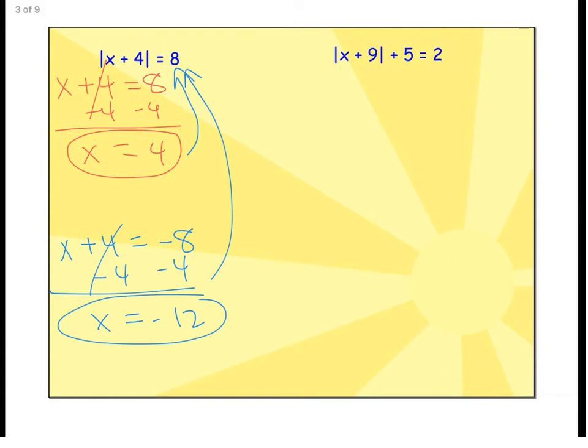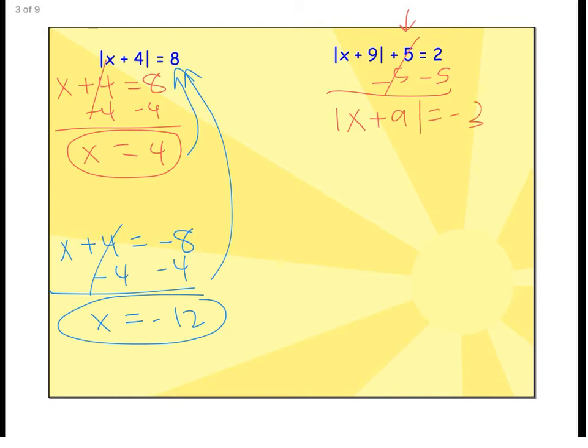Now let's look at our example on the right. The left side of the equation, the x plus 9 in absolute value bars, is not by itself yet because of this plus 5 out here. So I'm not going to write my two equations until I move that plus 5. I have to subtract 5 from both sides. Now I have absolute value of x plus 9 is equal to negative 3.